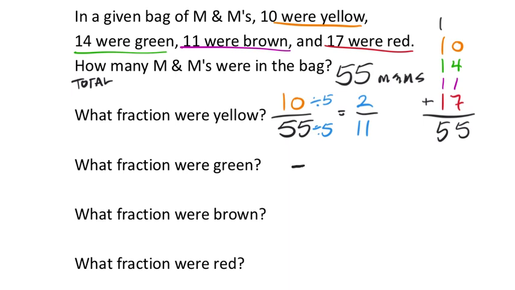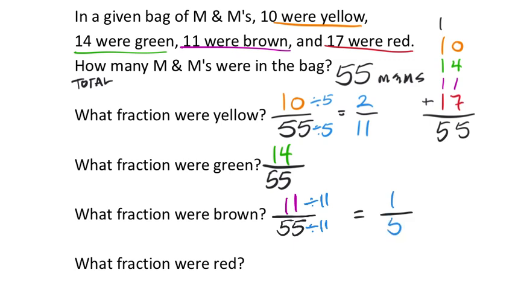Next up, we're going to do greens. So there's going to be a 55 denominator right there. And up the top, we know that there was 14 greens. Now, 14 and 55, 14 is divisible by 2 and 7, but 55 is not. So that fraction we get to keep the same. The browns, again, there's 55 total M&Ms in the bag. And we said that there was 11 of the browns. So this will give us a new fraction because 11 and 55 are both divisible by 11. Both multiples of 11. 11 divided by 11 is 1, and 55 divided by 11 would be 5. So a fifth of the bag are brown M&Ms.